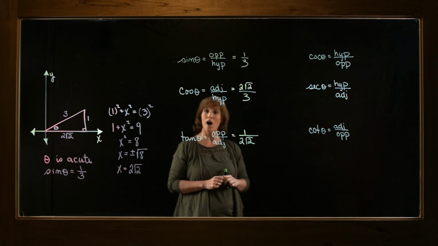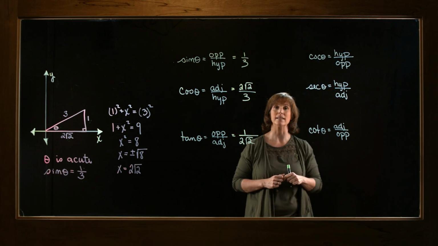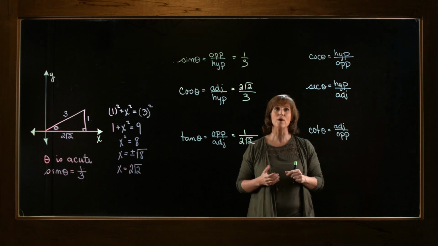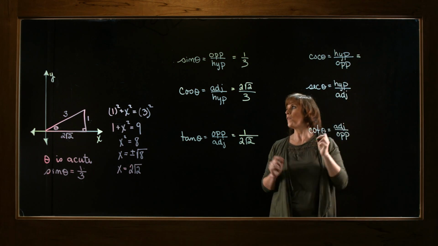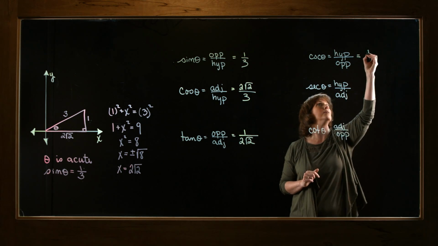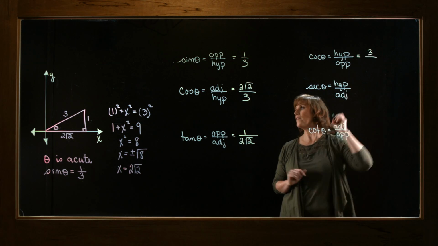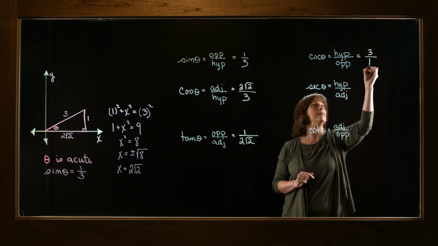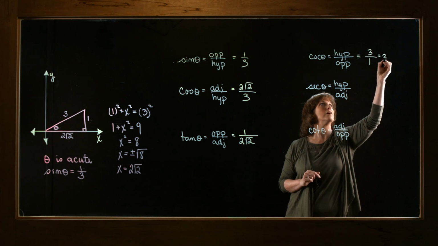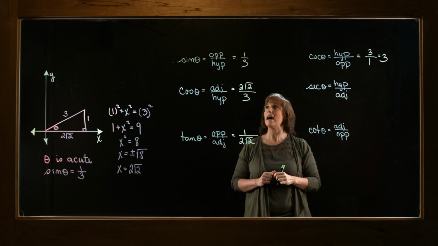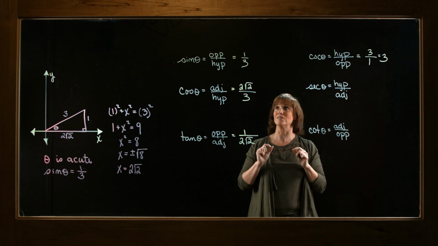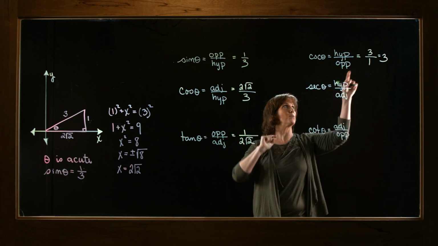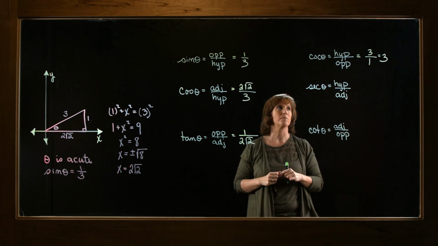Okay, moving on, let's take a look at the cosecant. The cosecant, that ratio is going to be the hypotenuse over the opposite. Well, the hypotenuse of my triangle we said was 3, and the opposite was 1. Now this can be reduced to simply a 3. Now, recall that the sine and the cosecant are reciprocals of each other. So 1/3 is the reciprocal of 3.